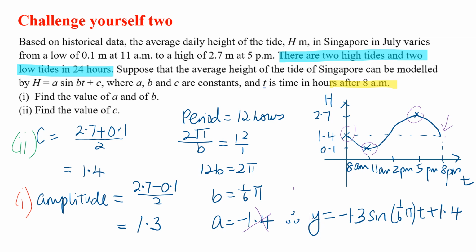Right, A is negative 1.3. So the equation of your sine curve will be y equals negative 1.3 sine (1/6 pi times t) plus 1.4. Remember, you must put the t there.